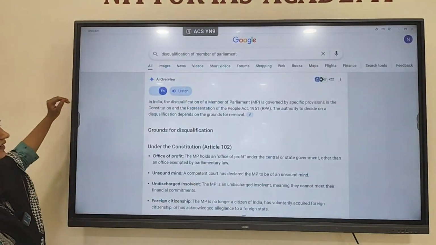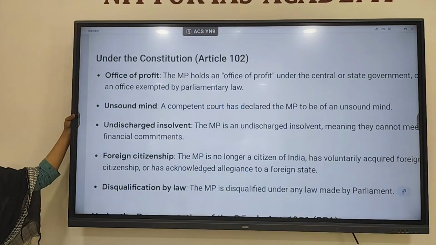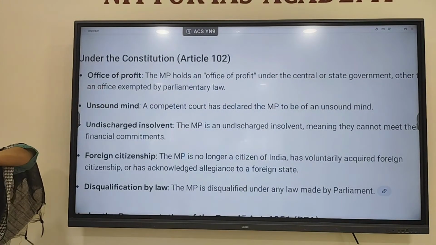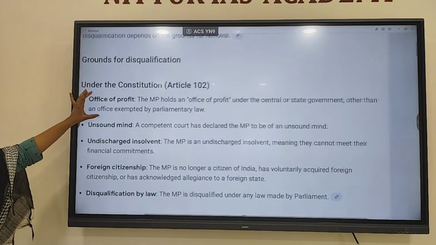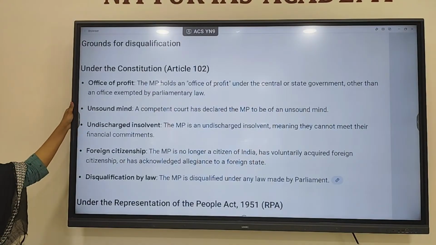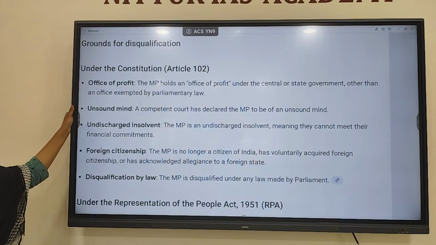Ground for disqualification. As I told you, Article 102 deals with disqualification. First one is office of profit, as I told you. Next, unsound mind. Unsound mind ಅಂತಂದ್ರೆ brain dead ಆಗಿರುತ್ತೆ, brain coma ಹೋಗಿರುತ್ತೆ. If they are bedridden permanently, okay, disqualification.